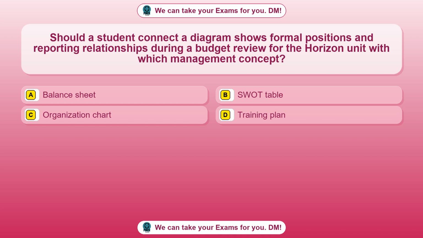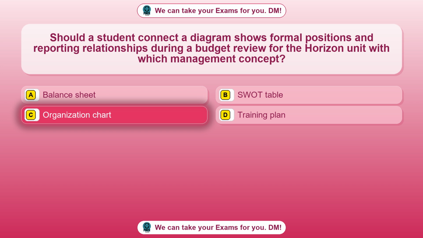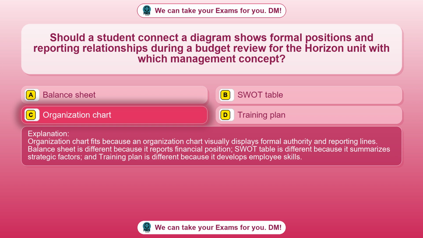Option A, balance sheet. Option B, SWOT table. Option C, organization chart. Option D, training plan. The correct answer is option C, organization chart. Organization chart fits because an organization chart visually displays formal authority and reporting lines.